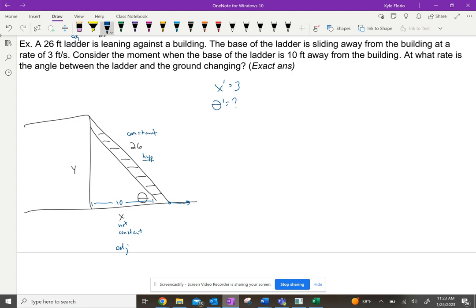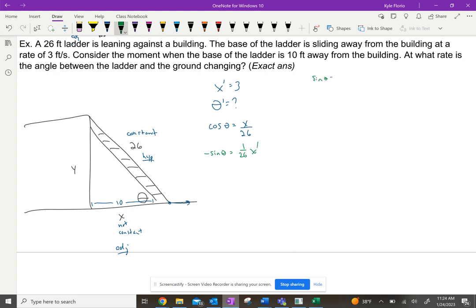That's the hypotenuse. So the function that relates adjacent to hypotenuse is cosine or secant, but I want that hypotenuse on the bottom, so I'm going to use cosine. So cosine theta is the ratio of the adjacent leg to the hypotenuse. The adjacent leg we're going to call x, and the hypotenuse, I'm going to call 26 because it's a constant. If I take the derivative of both sides, the derivative of cosine is negative sine theta times theta prime equals 1 over 26 times x prime.